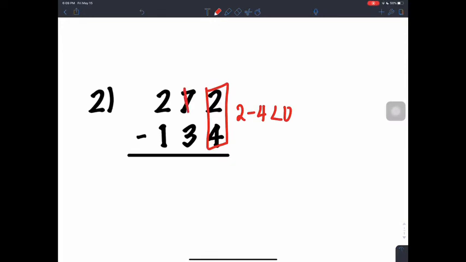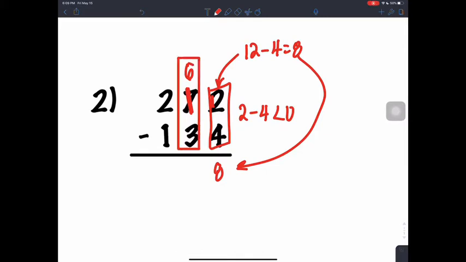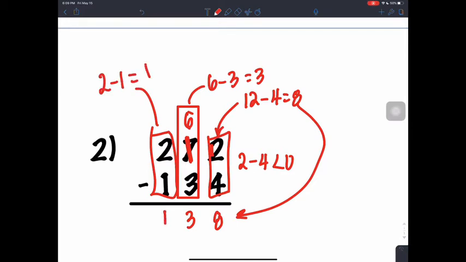So we're taking 1 from 7. So now the 7 becomes a 6, and then the 1 goes next to the 2, making 12. So now we get 12 minus 4, which gives us 8. Bringing it down here. And then in this column, we have 6 minus 3, which gives us 3. And then here we have 2 minus 1, which gives us 1. And then we have 138 as our answer.